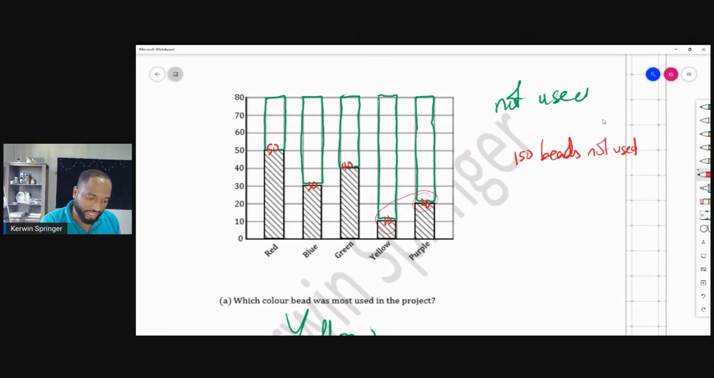So 20 and 10 is 30, plus 40 is 70, plus 30 is 150 beads not used. And in all we have 1, 2, 3, 4, 5. So we have 5 times 80 beads. So it should be 5 times 80 is 400 beads.